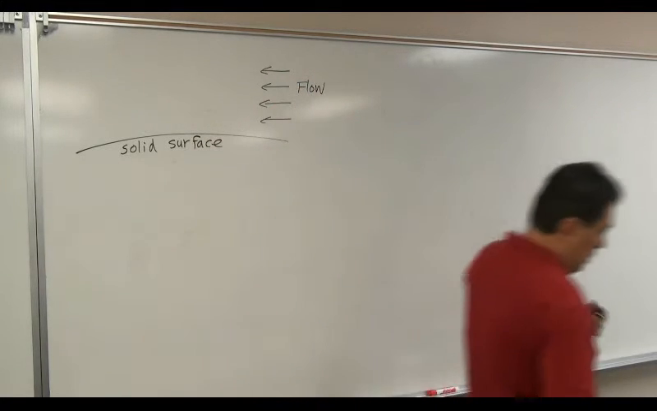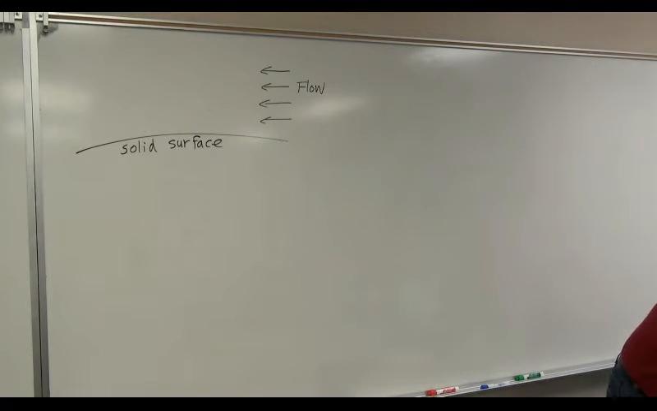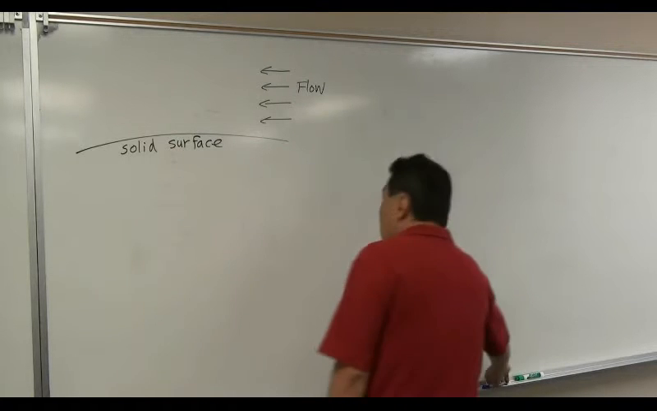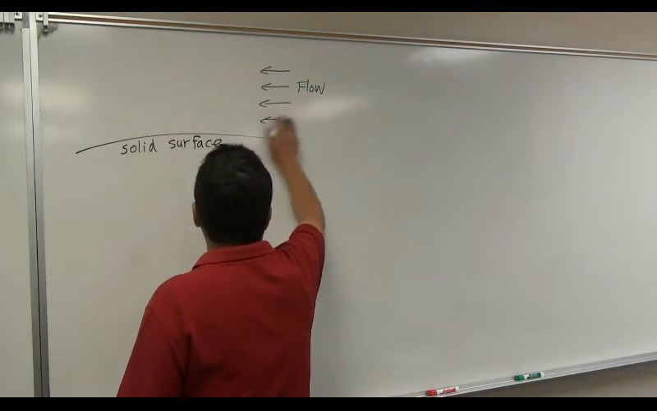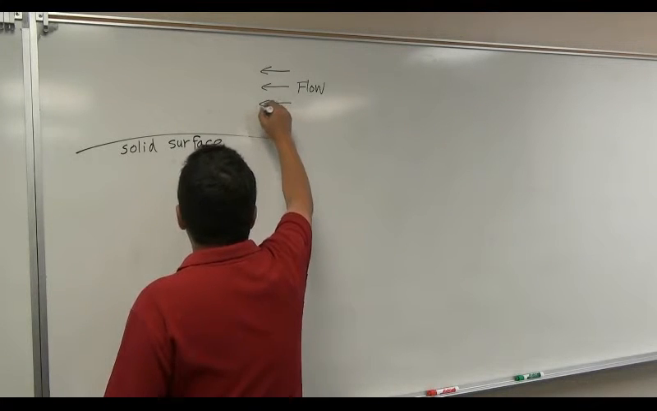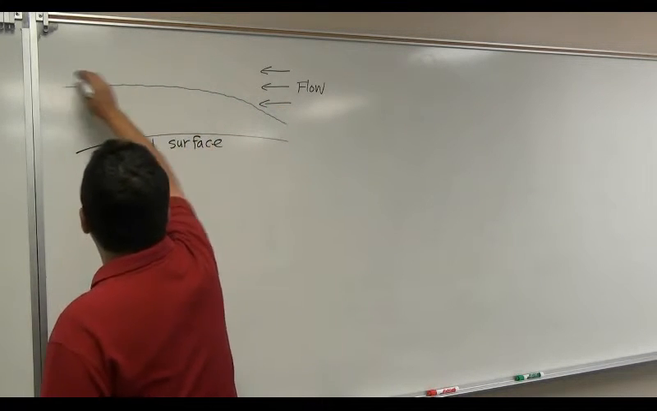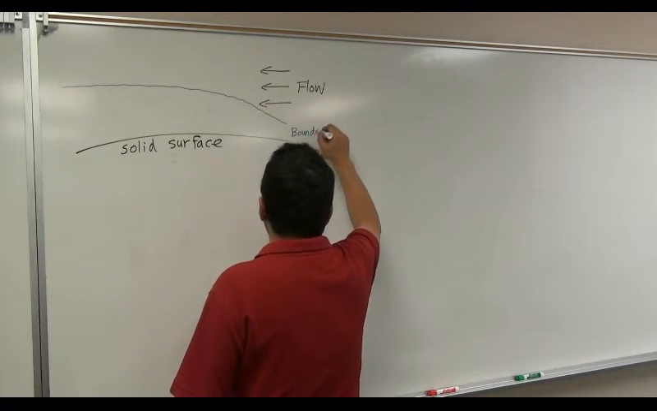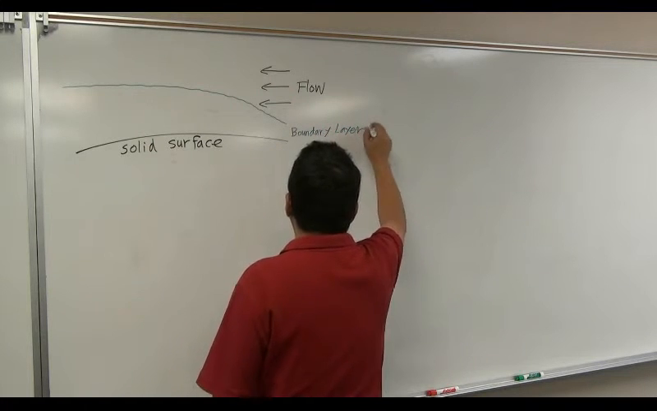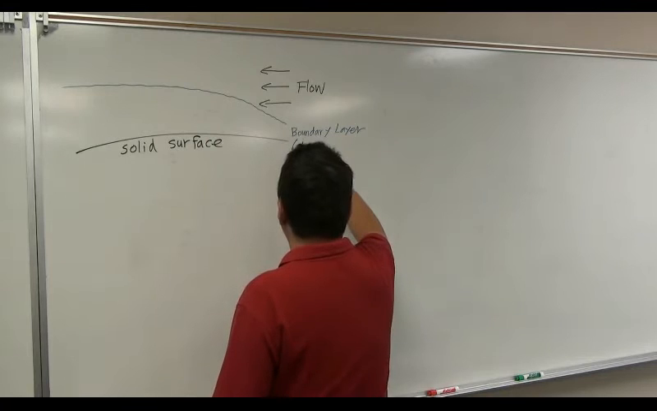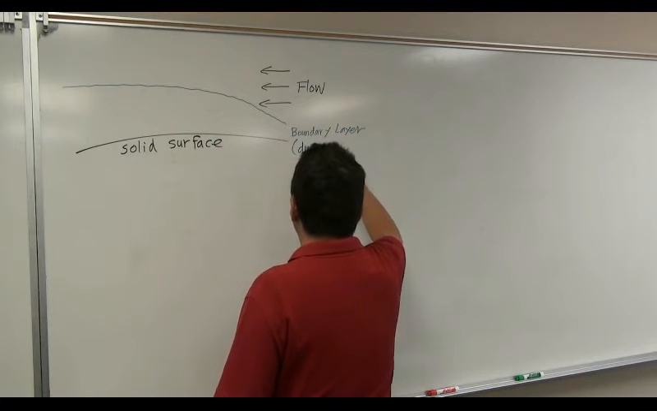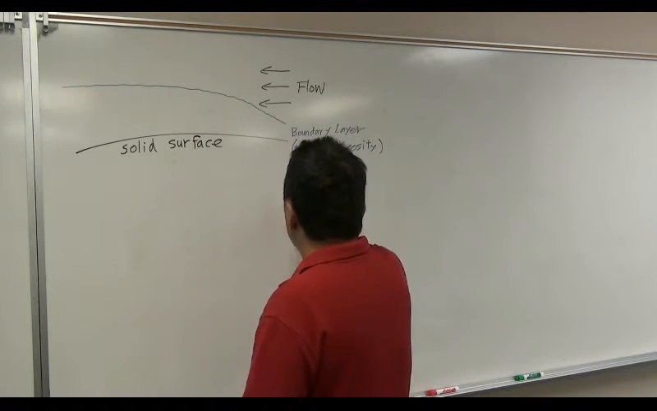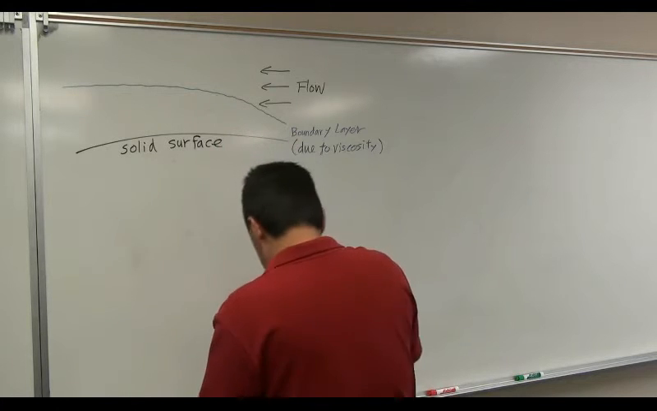So what you're seeing is flow is incoming and flowing over the solid surface. Now what happens is, obviously, on the surface of the solid surface here, you're going to develop a boundary layer. What causes boundary layer? Due to viscosity. Boundary layer is usually thin layer on the surface.